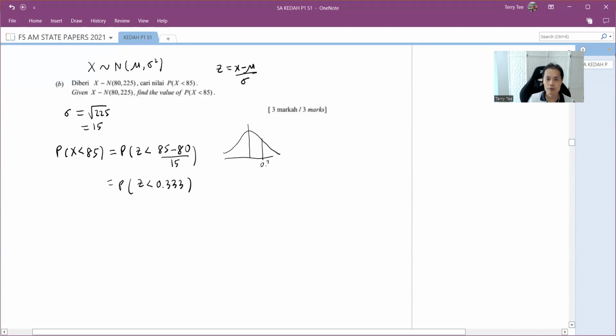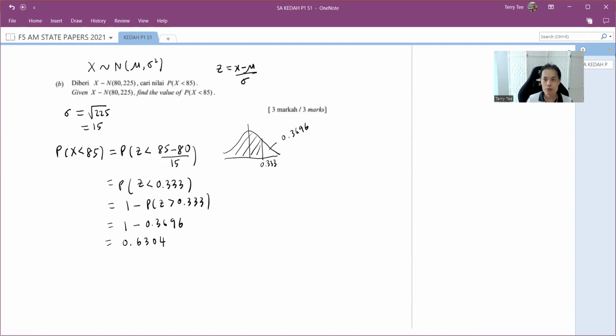You can see 0.33 is over here. Your mathematical table is based on the upper tail. But what we wanted is the left hand side, less than. We know this area is 0.3696, but you're finding the value less than that. So in this case, we need to do 1 minus z more than 0.333, which is 1 minus 0.3696. You will get 0.6304. Okay, now this is one way using mathematical table, but you can also use your calculator.